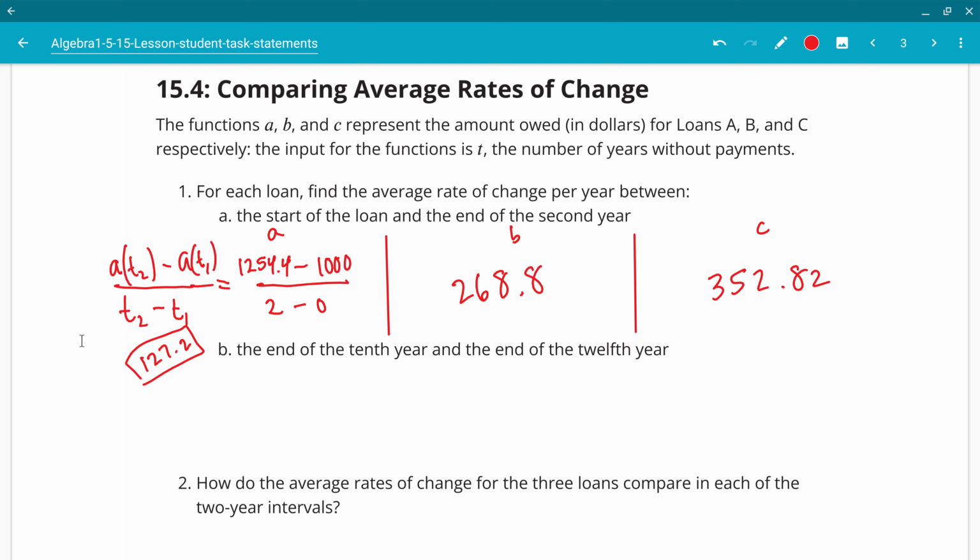Okay. So what does all this mean? This means that for loan A, the amount owed is increasing at an average rate of $127.2 per year. For loan B, it's advancing at a rate of $268.8 per year. And for loan C, the amount owed is growing at an average rate of $352.82 per year.